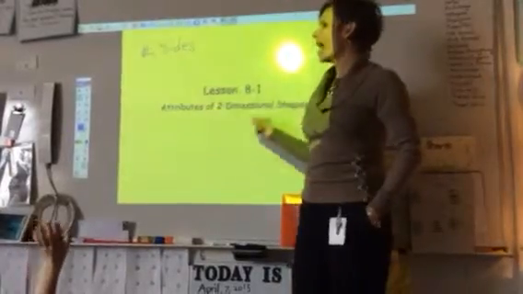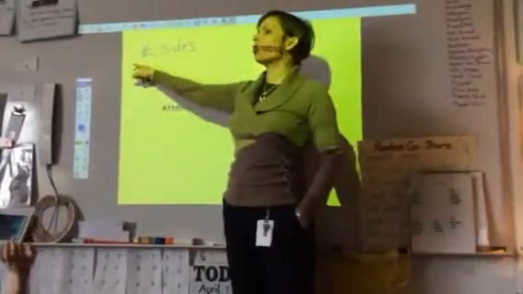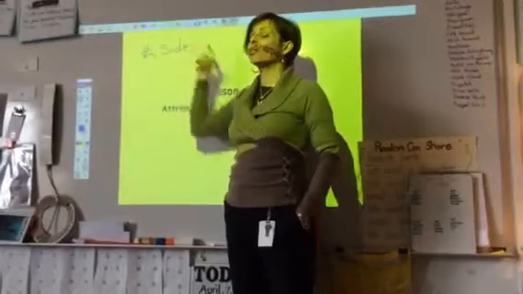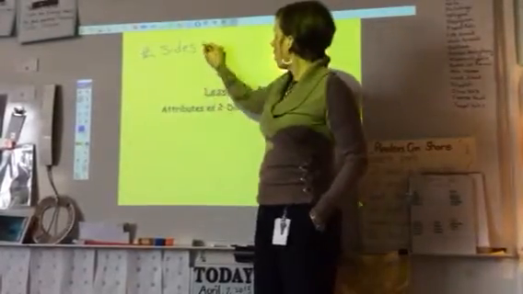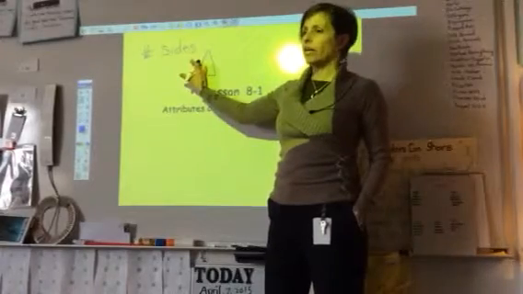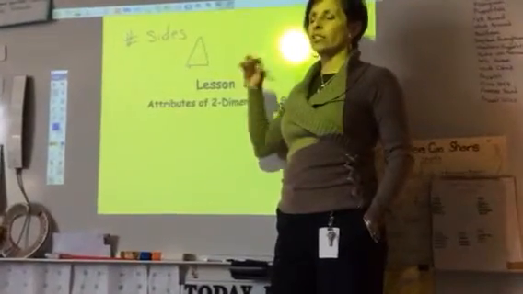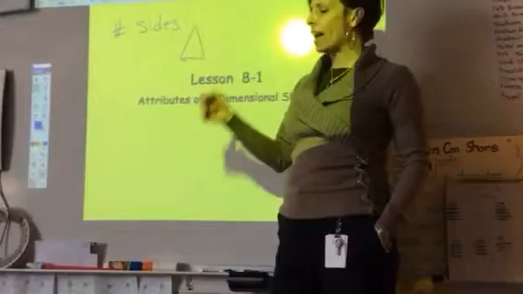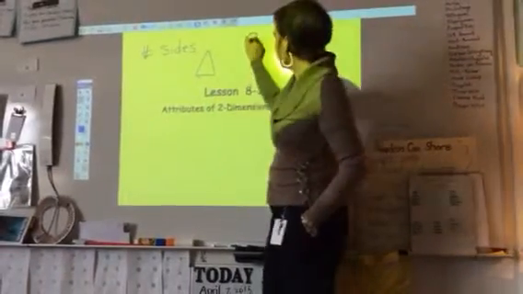Okay, so we've been talking about attributes. We said that we could sort shapes based on their attribute, number of sides. Maybe all the shapes that have 3 sides would go in one pile, right? Or all the shapes that have 4 sides or 8 sides or 10 sides. What's another attribute? Corners.